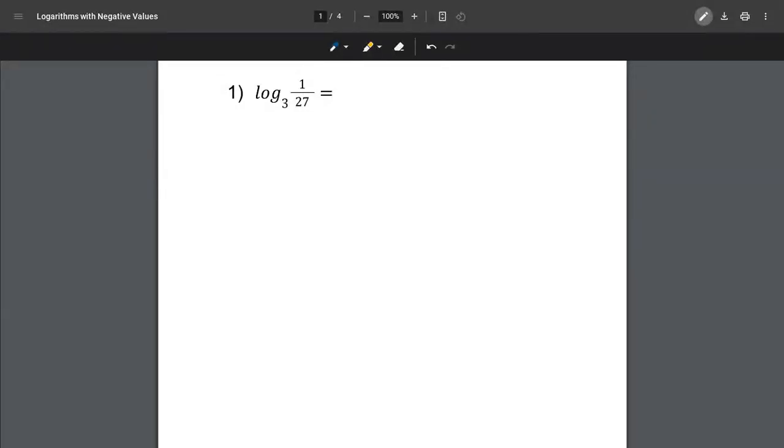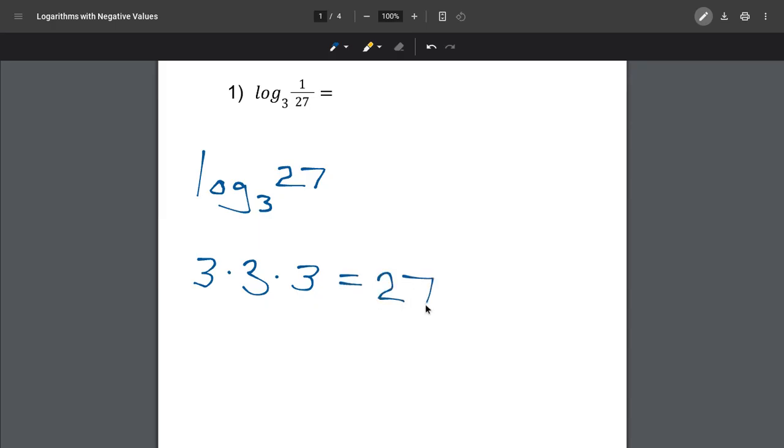In this video, I'm going to evaluate logarithms with negative values. For instance, I've got this log with the base 3 of 1 over 27. Normally with a logarithm, if I do something like log base 3 of 27, to evaluate that, I'm looking for how many times I multiply the base 3 together to get 27. So 3 times 3 times 3 equals 27. There are 3 threes here, so this would evaluate to 3.